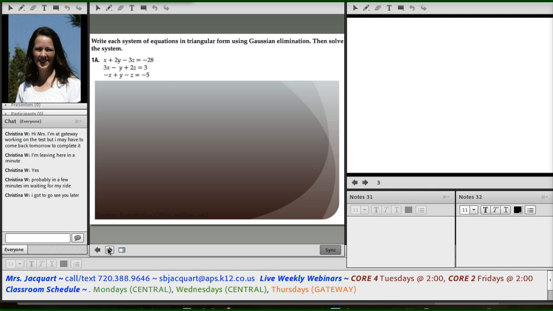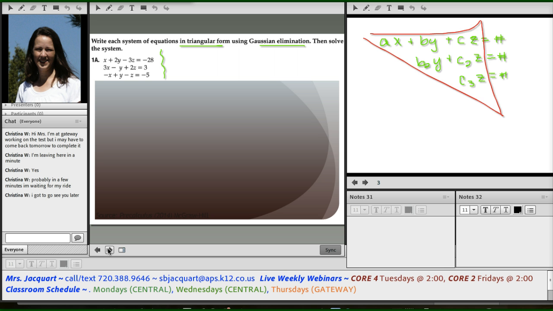So what I'm going to do first for this one is always keep track of how you're doing Gaussian elimination. We want it in triangular form. Triangular form means, I'm going to go to the whiteboard real quick, you have ax plus by plus cz equals a number, and then you have b2y plus c2z equals a number. Then you have c3z equals a number. The reason why this is called triangular form is because it makes a triangle.